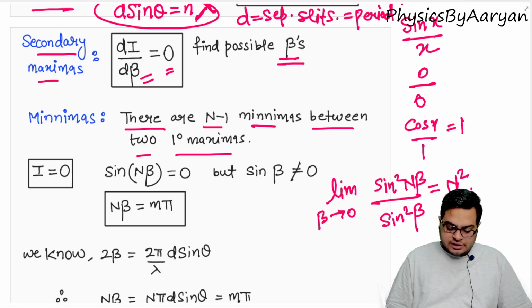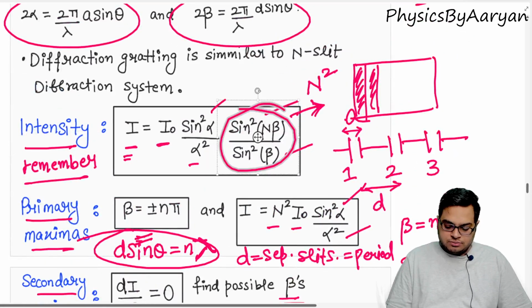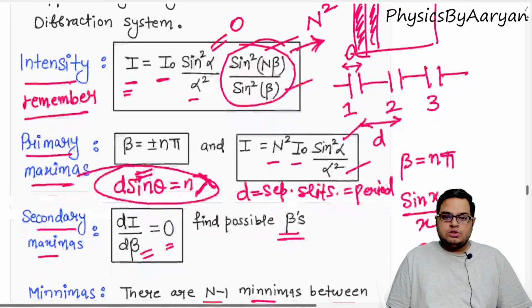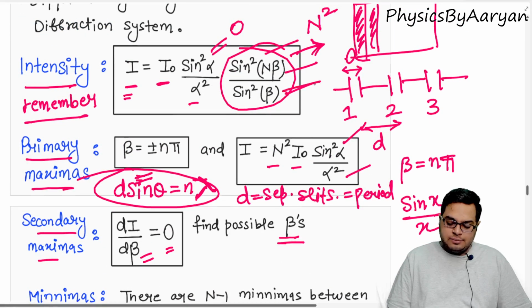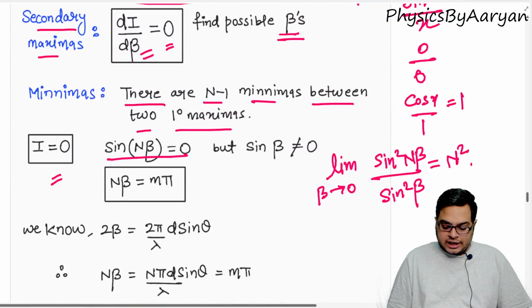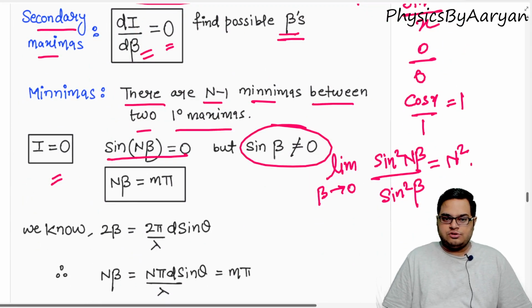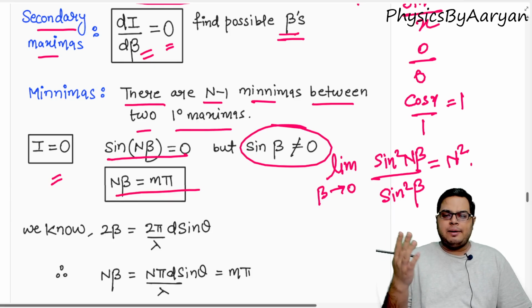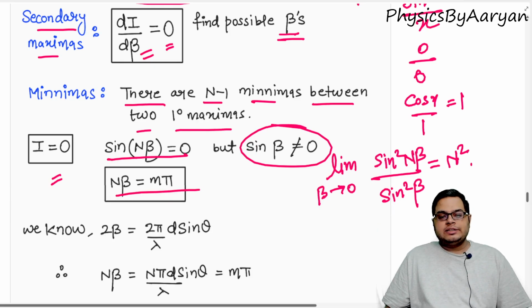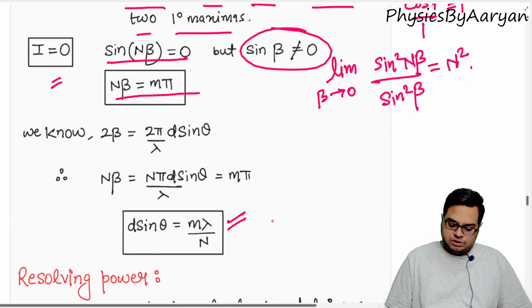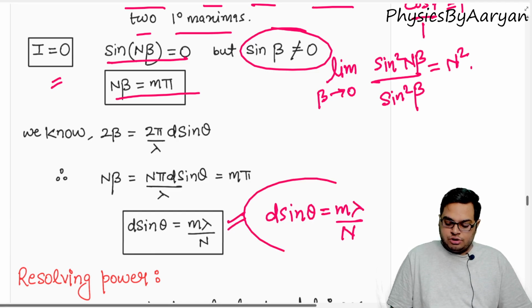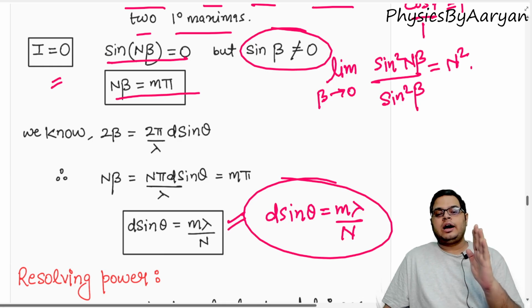Now minimum means intensity is 0. So we are trying to make intensity 0. So sine square n beta should be 0, or you can say sine n beta should be 0, but sine beta should not be 0. Otherwise, the denominator will go to 0 and the problem will happen. So sine n beta is 0 but sine beta is not 0. Sine n beta 0 means n beta equals m pi, where m is 1, 2, 3, 4. So if n beta is m pi, you can put your value of beta. Basically, you will get d sine theta equals m lambda by n. This is also important. This is going to be your condition for the minima. So where are you going to get the minima?